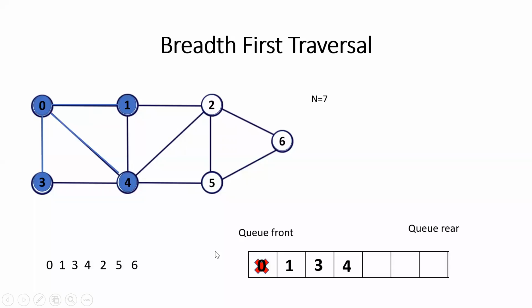Now, which is the vertex in front of the queue now? Tanvi? 1. So what is the next step? So we have to explore all the adjacent unvisited vertices of vertex 1, which is in front of the queue now. 0 is deleted, right? So now we have 1 in the front of the queue. So which are the adjacent vertices of 1? 2, 4, ma'am, because 0 is already visited. 4 is also visited, right? Which are the adjacent vertices? From 1, we have 0, 4, and 2.